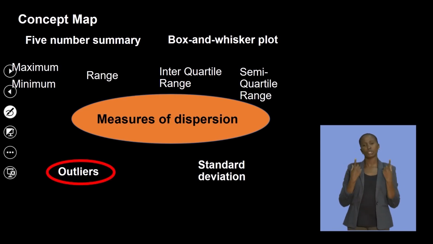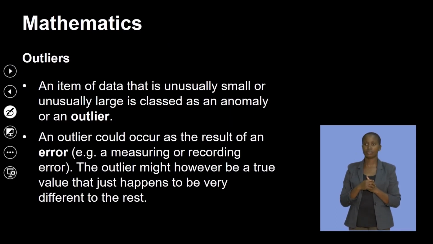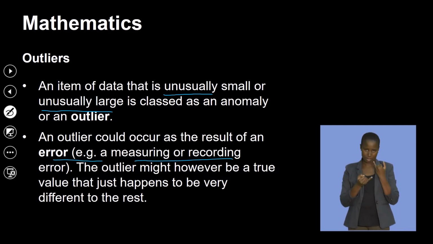So now, what are you going to do? We're going to look at outliers. What are outliers? An item of data that is unusually small or unusually large is classed as anomaly or outlier. An outlier could occur as a result of error, e.g. measuring or recording. The outlier might, however, be a true value that just happens to be very different from the rest.